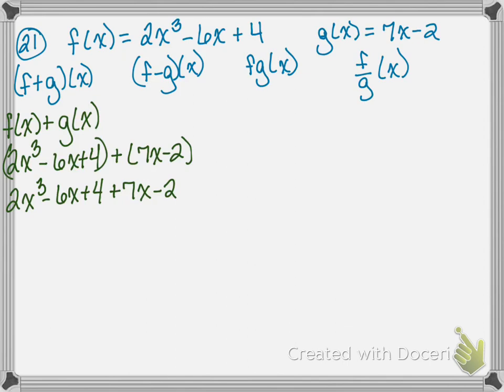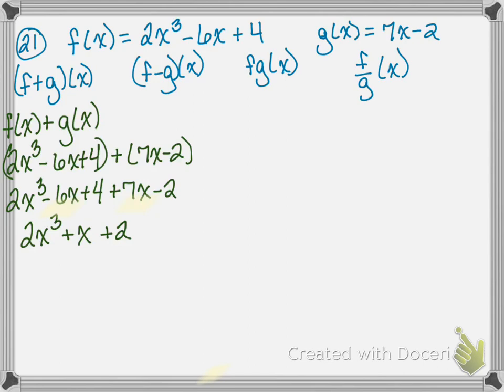And so now we combine like terms. So I have 2x to the third, because there's no other x to the thirds that need to be combined. Then I have negative 6x and positive 7x. That simplifies to just x. Now you can write x or you can write 1x. Either way is completely fine. Then we have 4 and we have negative 2. So that is going to be plus 2. So f plus g of x is 2x to the third plus x plus 2.